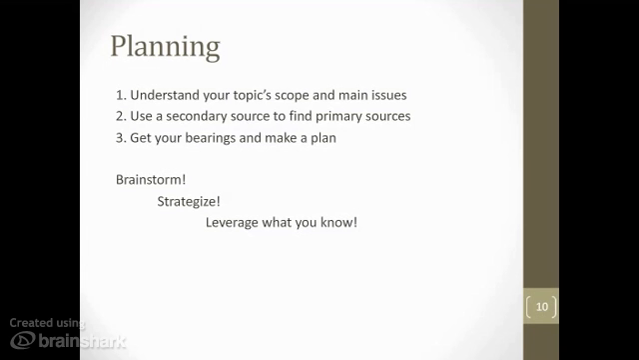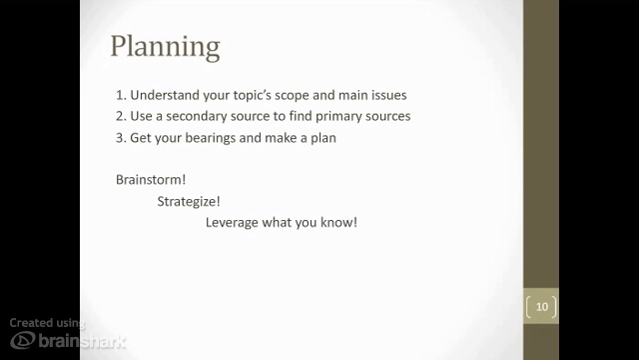So here we really talk about planning. You need to understand your topic scope and the main issues, and you want to identify the sub-issues that you really need to stay away from as tangents. Try and stay focused. Use a secondary source to find your primary sources. There are some really wonderful ones out there, including books, but also websites and research guides.